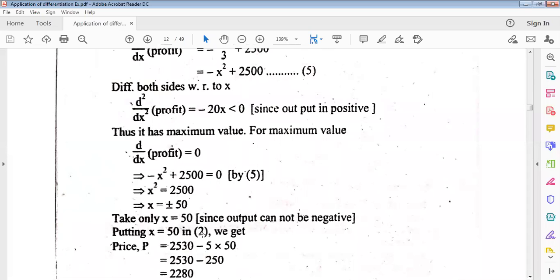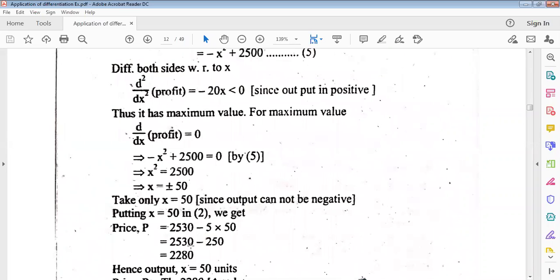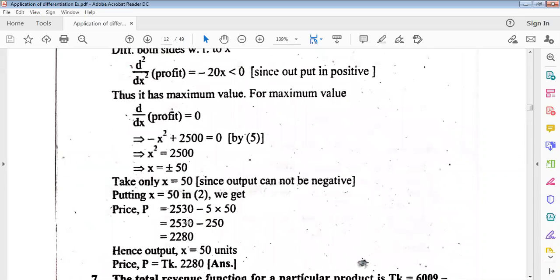Now putting x equals to 50 in equation 2, you get price equals to this. Hence output is 50 and price will be this one. This is actually our desired result.